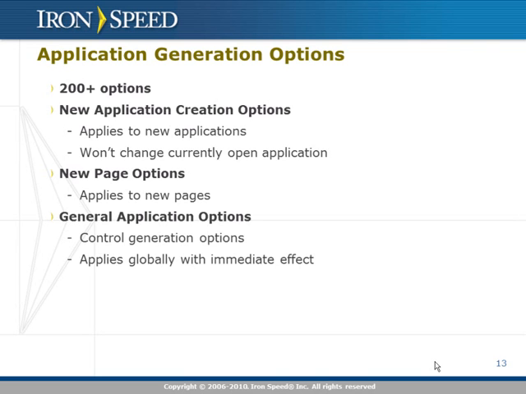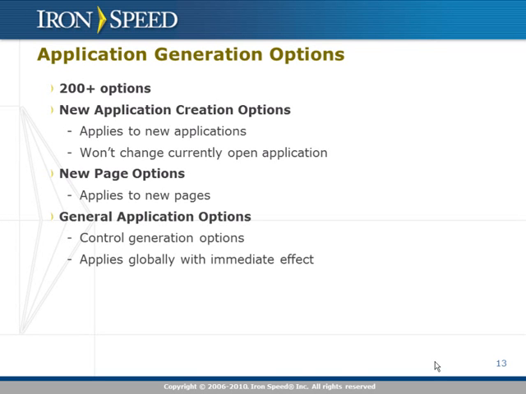The next thing is that the options are broken down into pretty much 3 categories. The first category is the new application creation options, and the next one is the new page options, and the third is the general application options. The new application creation option is basically like its name, and essentially it helps you create your new application, and it will not affect an open application.